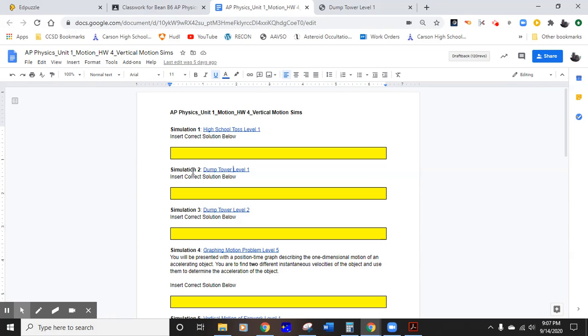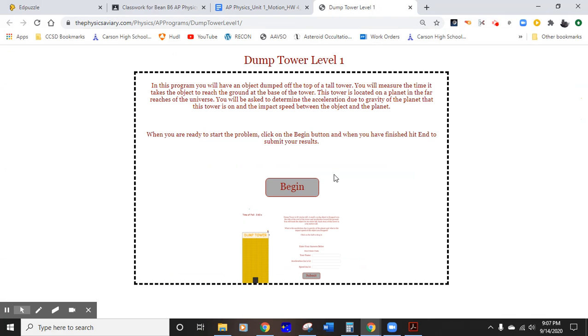Let's take a look at simulation number 2, dump tower level 1. It says this time the tower is located on a planet far away from the reaches of the universe. You'll be asked to determine the acceleration due to gravity of the planet that this tower is on and the impact speed between the object and the planet. You will measure the time it takes the object to reach the ground at the base of the tower. So let's take a look and see what's going on here.